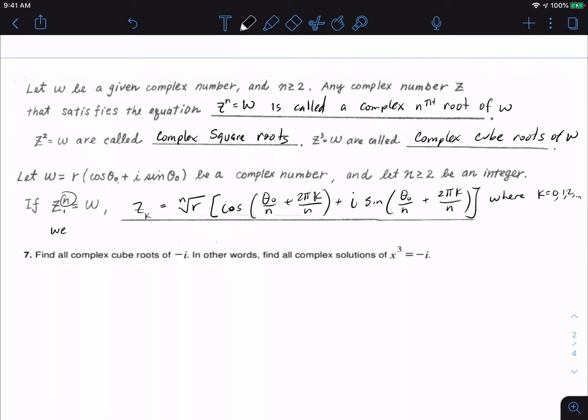Now, one of the things I want to stress is this n right here tells us that we have n number of solutions. Okay? So just real quick, if I had z to the 5th equal to something, I don't know what, but I know that I would need 5 solutions for it, right? Because the power tells me how many solutions I'm going to have. Does that make sense to you guys?